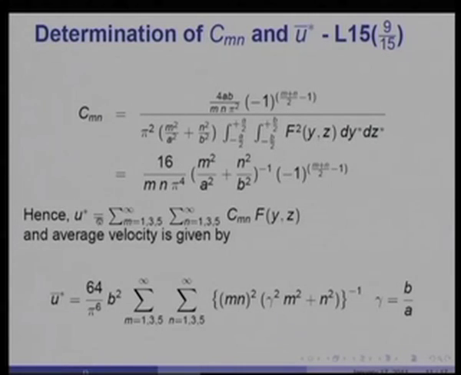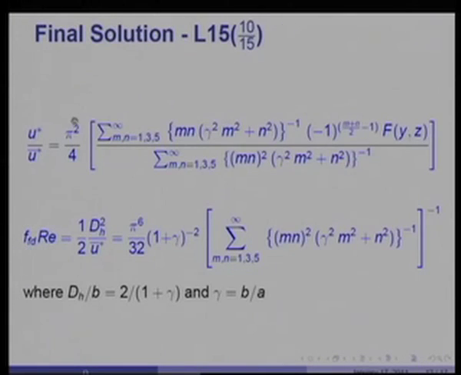Of course, you must now integrate this over the cross section of the duct to obtain u bar star, which comes out to be 64 by pi raised to 6 into b square into all this. And I have now used gamma as the aspect ratio, the ratio of the shorter side to the longer side. Gamma is the aspect ratio of the duct. So, the final solution then is this, where F(y,z), again as I said, is the product of cos m pi z by a and cos n pi y by b. And therefore, the friction factor times Reynolds number would be given by 1 by 2 d_h square by u bar equal to that.